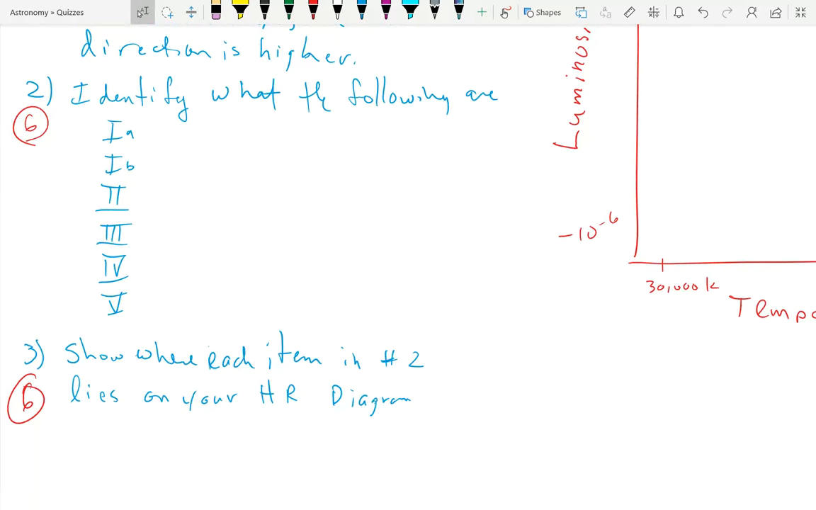I saw some interesting variations on these. Number one, A, are bright supergiants. I saw one person that had super bright giants. I'm going to give them full credit, just for the record. But it's bright supergiants. And then 1B, just regular supergiants. 2, I put blue and yellow giants for A and B. Yes. 2 is bright giants.